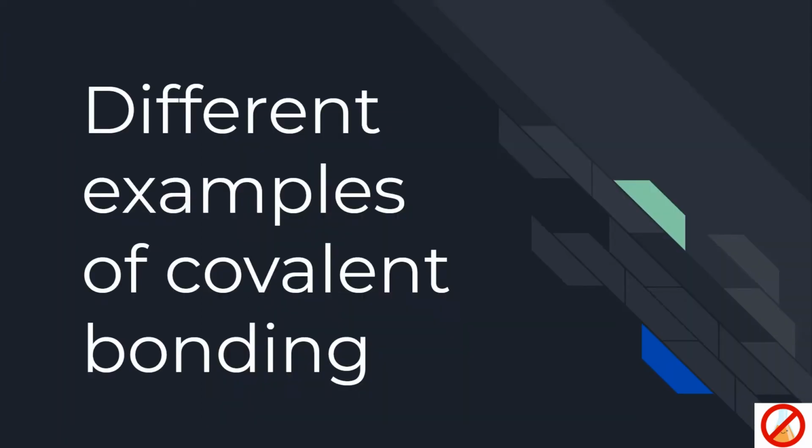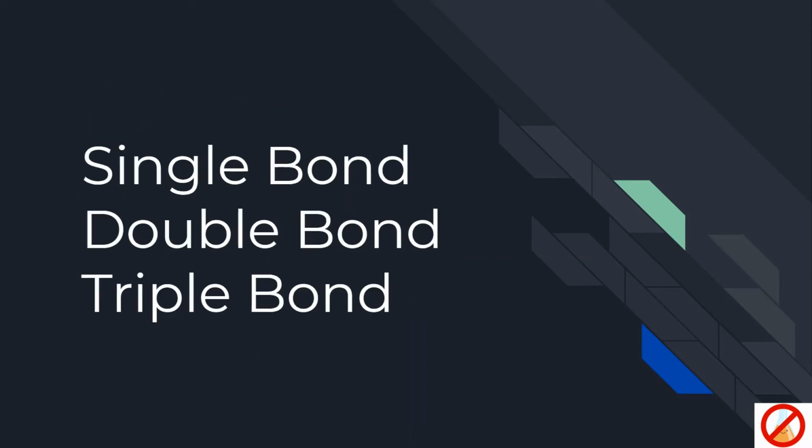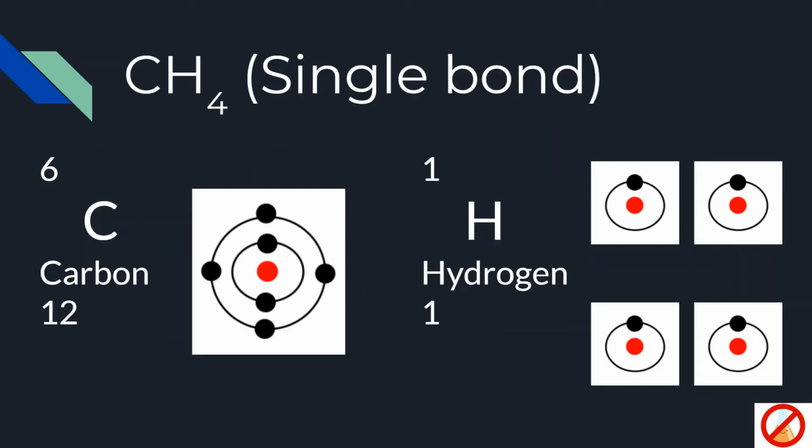Now let's head on to looking at different examples of covalent bonding, and it could be a bit tricky if we don't know the rules. So first of all, I want you to familiarize yourselves with single bond, double bond, and triple bond. These three are important because they are the three types of covalent bonds that can exist, and their bond strengths are different as well. First of all, we can take a look at an example for single bond molecules.